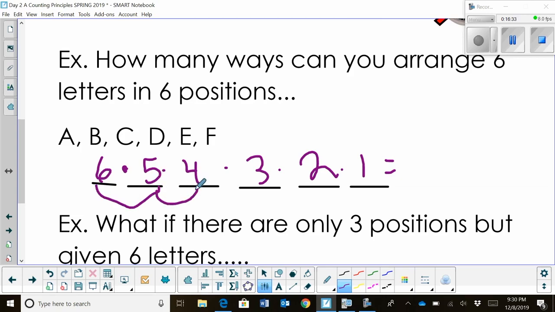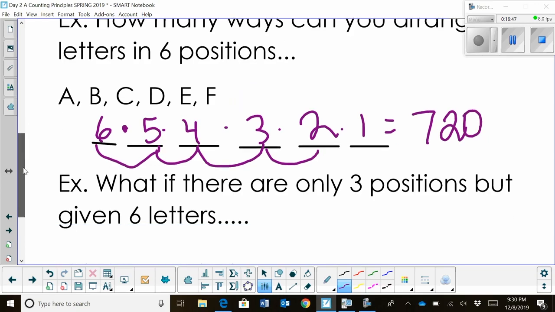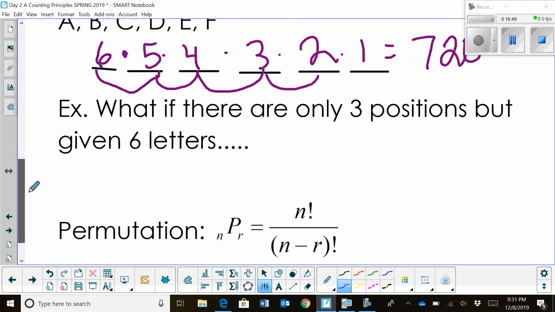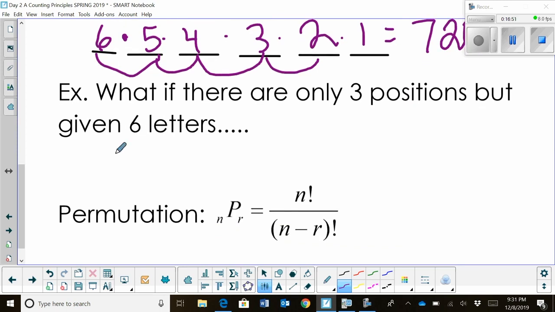30 times 4 is 120, and 120 times 3 is 360, and 360 times 2 is 720 different ways that we could arrange the 6 letters into different patterns. Okay, now let's look at this one.